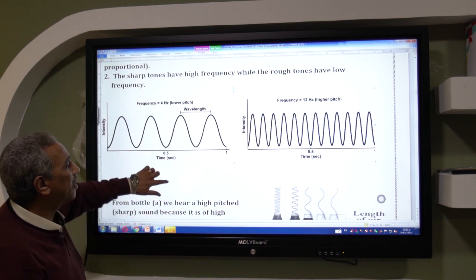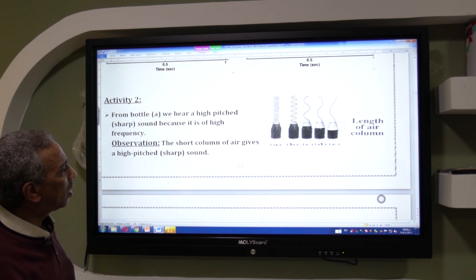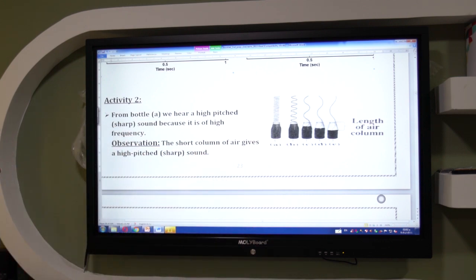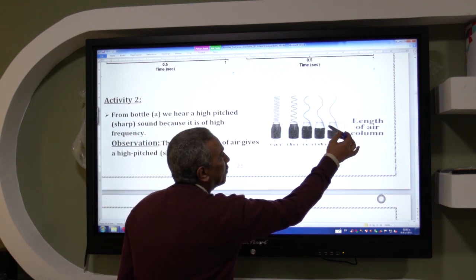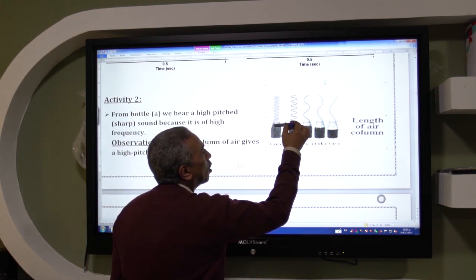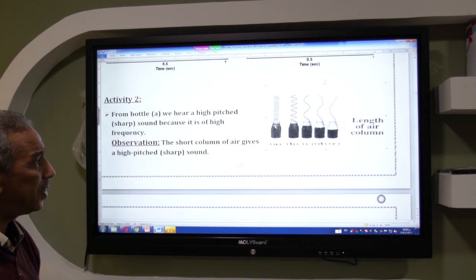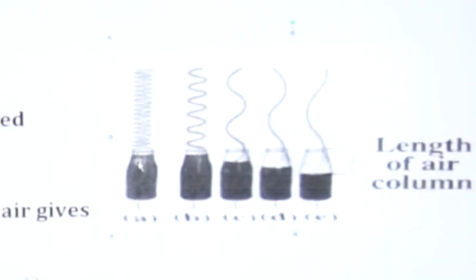Okay? Like this exactly, we have different bottles or different cans containing a liquid inside, and here is the difference between the different drawings and the column of air inside them. Can you guess which one will give you the sharp one? Which one will give you the sharp sound?